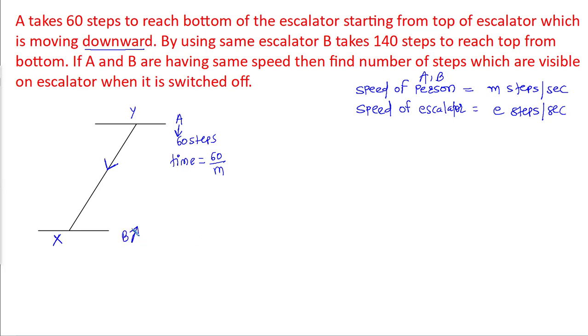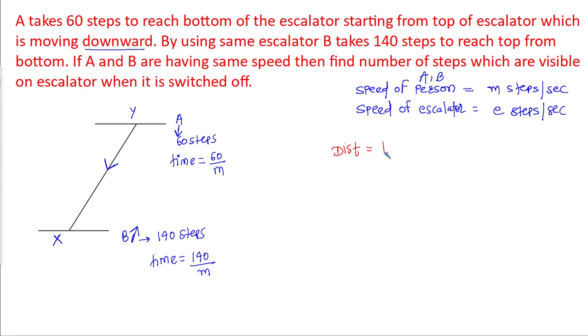Now over here B is traveling in upward direction. B is traveling from bottom of the escalator to the top of the escalator. Now B took how many steps? B took 140 steps with his own efforts. So for how much time B traveled? Time is equal to distance to be traveled divided by speed of a person. So B took 140 divided by m seconds. For how much time B travels? 140 divided by m.